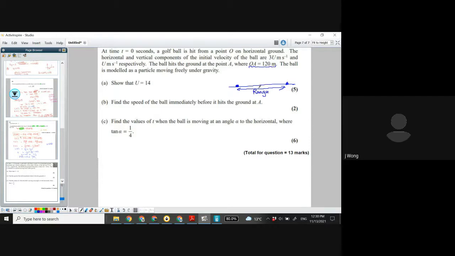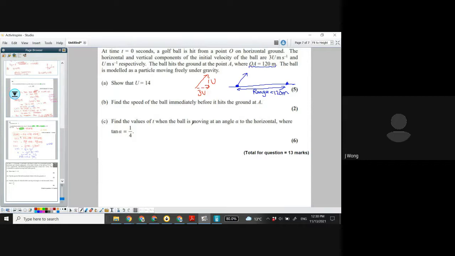the range. So this is the range that this projectile has made, and it's going to be 120 meters. In this projection, our speed could be broken down into U and 3U, where 3U is the horizontal component and U is the vertical component.